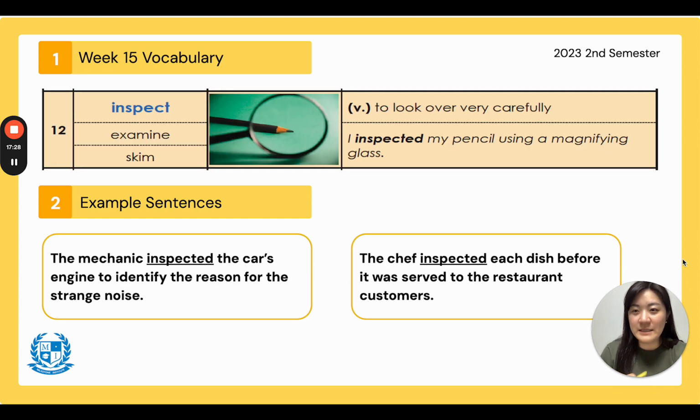Number 12, everyone say inspect. Inspect. And the synonym is examine, and the antonym is skim. Skim means to read really, really quickly. And it is a verb, and it means to look over very carefully, to examine, to inspect, to look at it very carefully. I inspected my pencil using a magnifying glass.